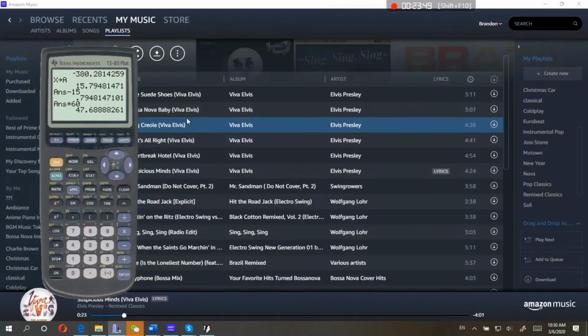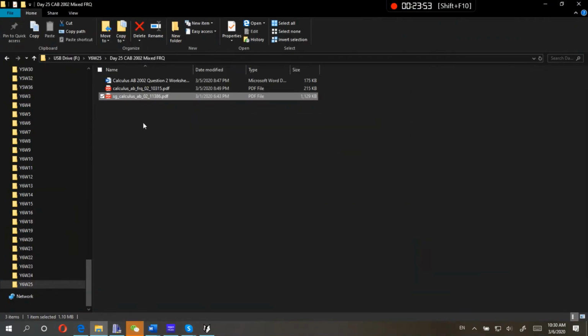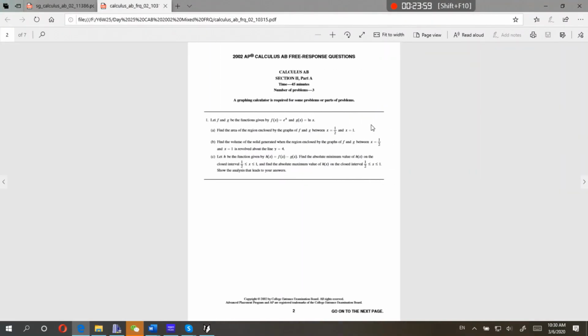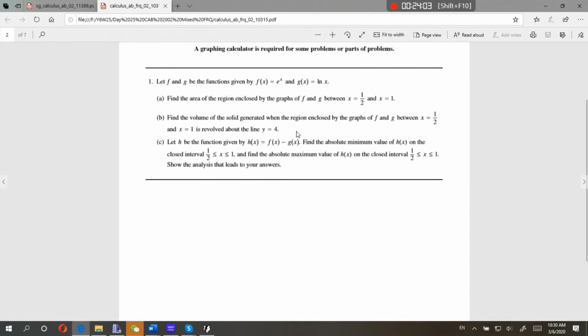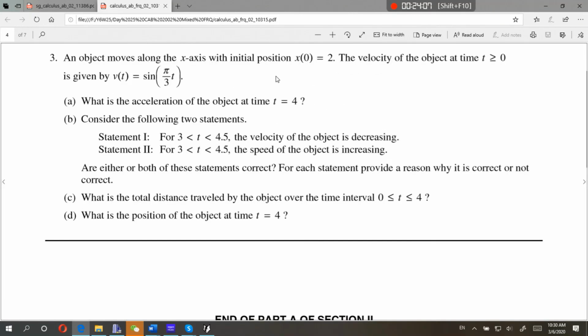All right, so for the homework, I have the rest of the free response from 2002. I want us to do question 1 and question 3 for today. Then we'll take a look at the second half when we come back on Tuesday.